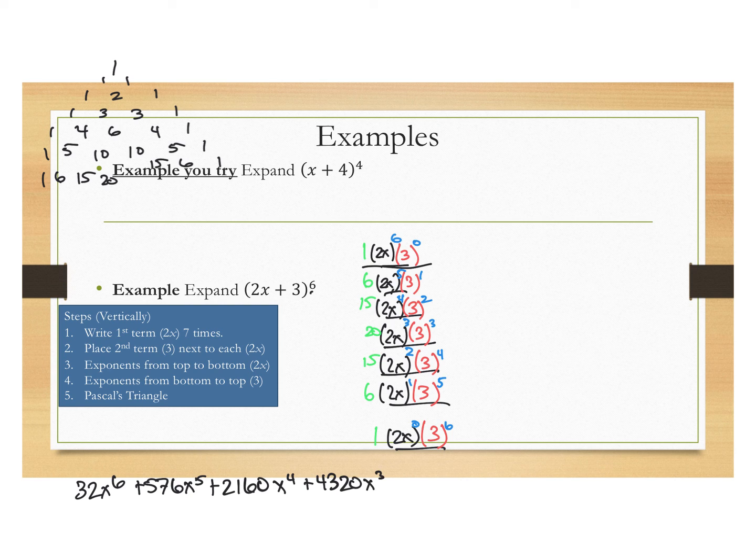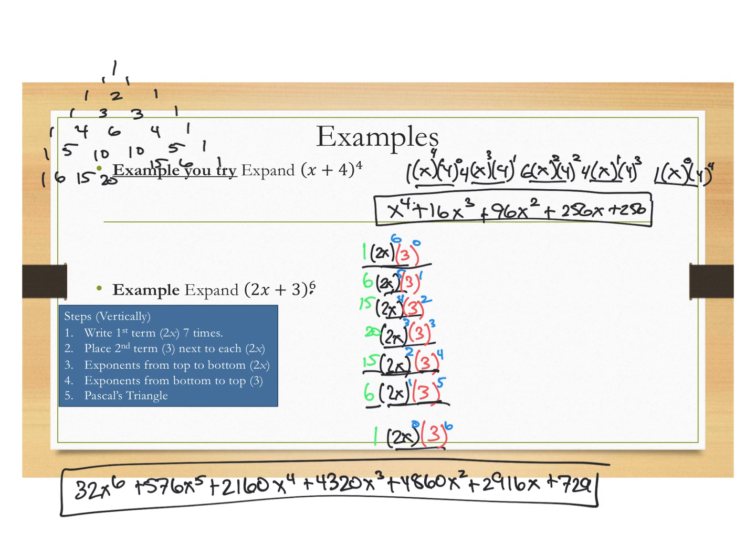Then we would go to 2 squared times 3 to the 4th times 15, or 4,860 x squared. And then 2 to the 1st times 3 to the 5th times 6, 2,916. And then 3 to the 6th power is 729. And that's it.